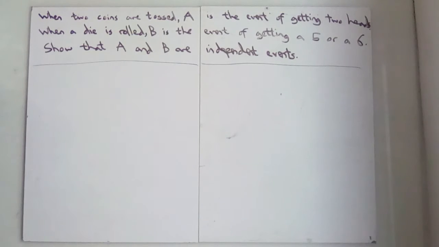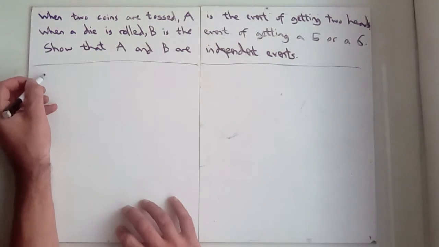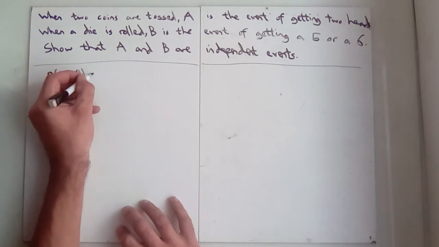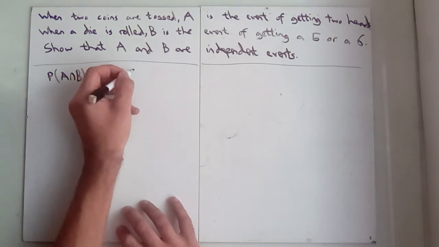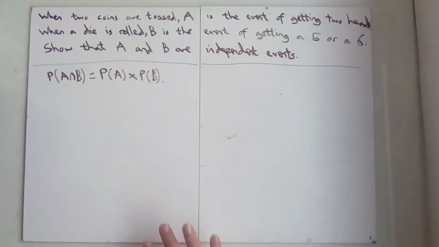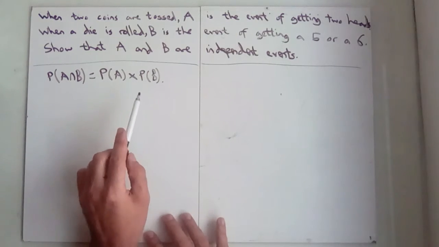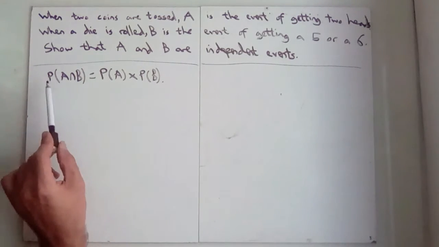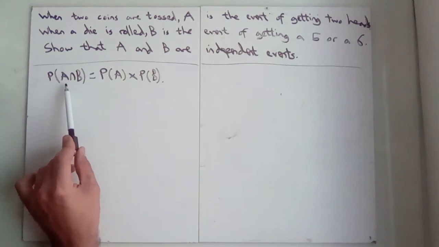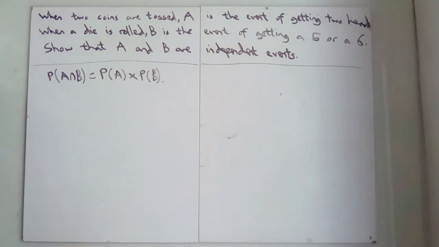So if you look at the formula book, it says for independent events, P(A and B) equals P(A) times P(B). So basically, we can find P(A), we can find P(B). If we can then find P(A and B) in a different way, and prove that it's the same as the product of these two, then we have shown that the events are independent. It's not the only way to show it, but it's definitely the easiest for this particular question.